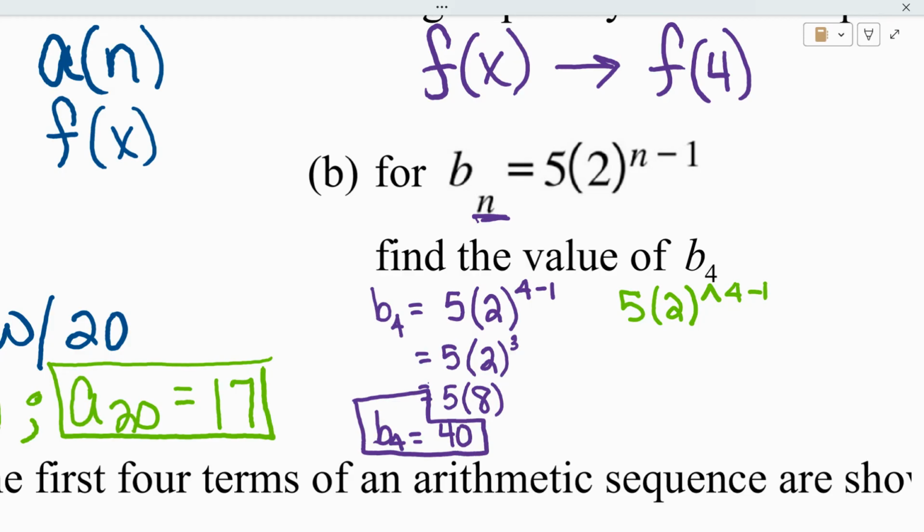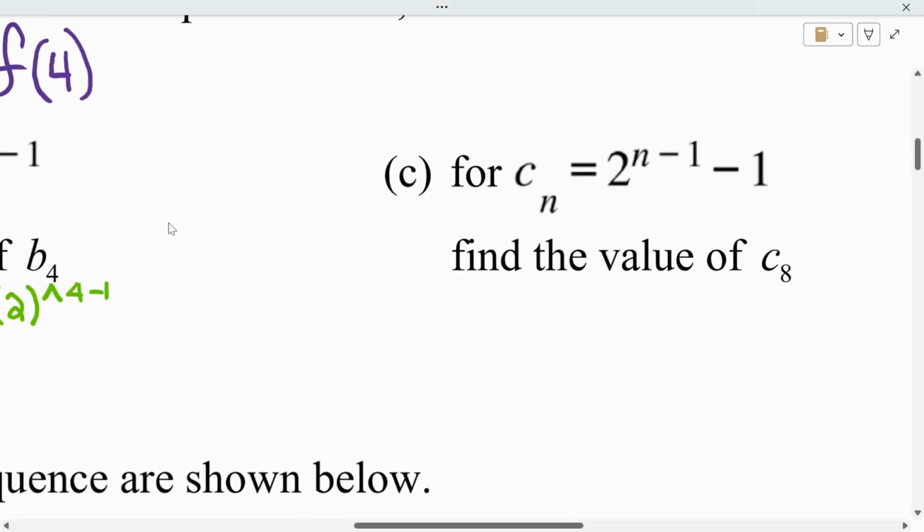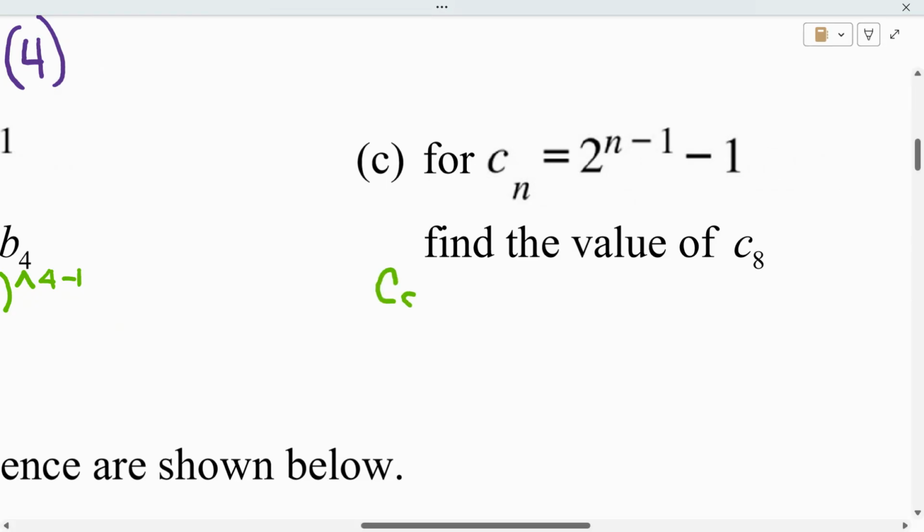All right, so let's do the next one strictly using our calculator. So example C, C of n is the equation 2 to the power of n minus 1, minus 1. So we're evaluating C of 8. So let's see, C of 8 equals 2 to the power of 8 minus 1, and then we have to drop down and subtract 1 again.